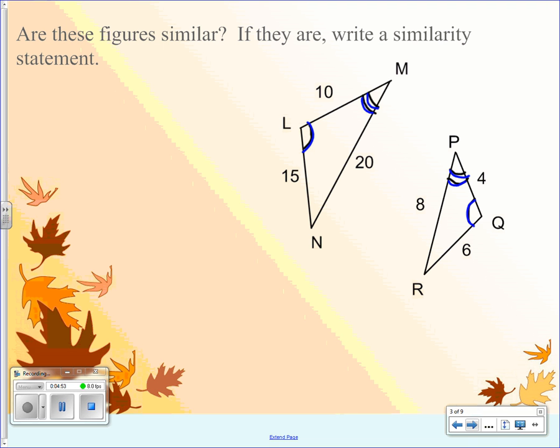And finally, are our third pair of angles N and R congruent? The answer is yes, because if you have two pairs of congruent angles, then your third pair are congruent as well, by the Third Angles Theorem. Okay, so all angles are congruent.